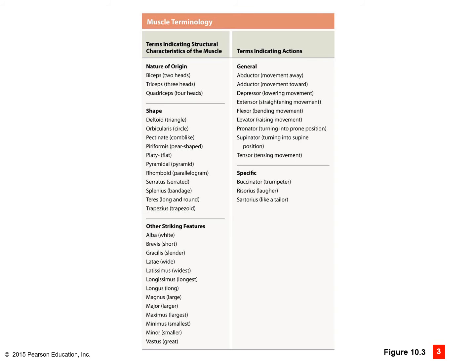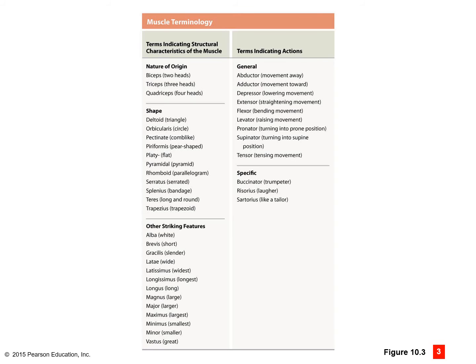Terms indicating actions. We talked about adductors. There's also abductors, depressors, things that cause lowering, extensors, things that straighten, flexors, things that shorten the joint and close it off, levators, things that raise.